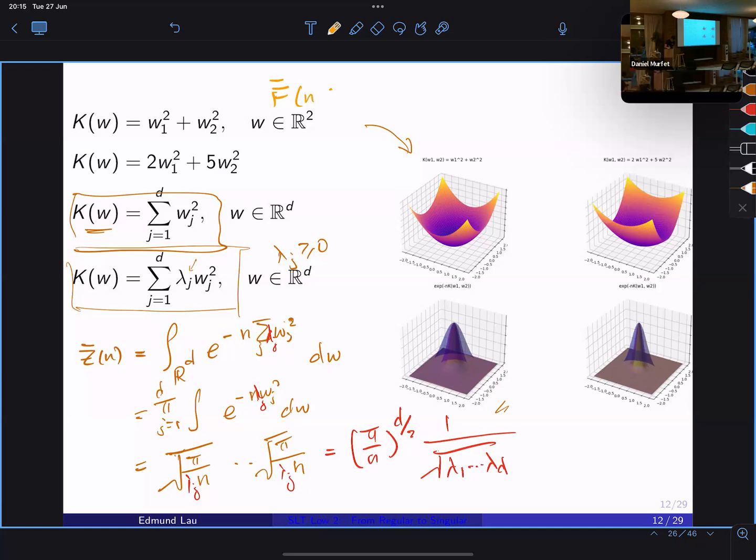Now, let me write it up here. What does the free energy look like in this case? We get d on 2 log n, that's the BIC term again. We get, like you said, d on 2 log pi plus a half sum over log lambda j's. And we are saying that the lambda j's are all greater than 0, in fact. That integral, product dwj.